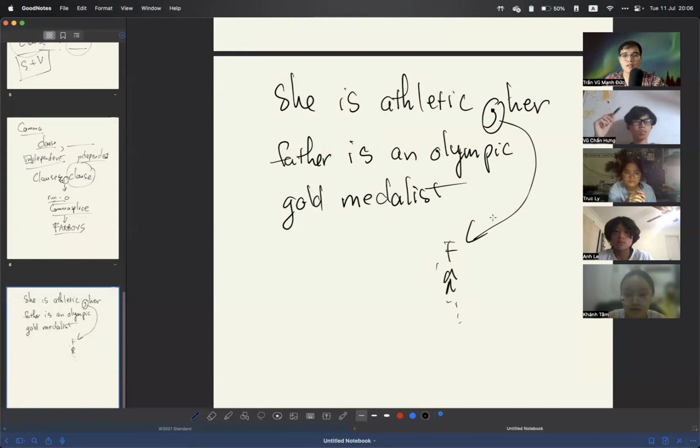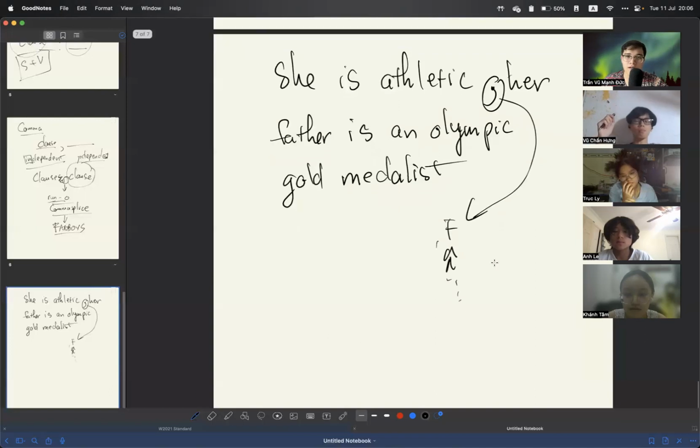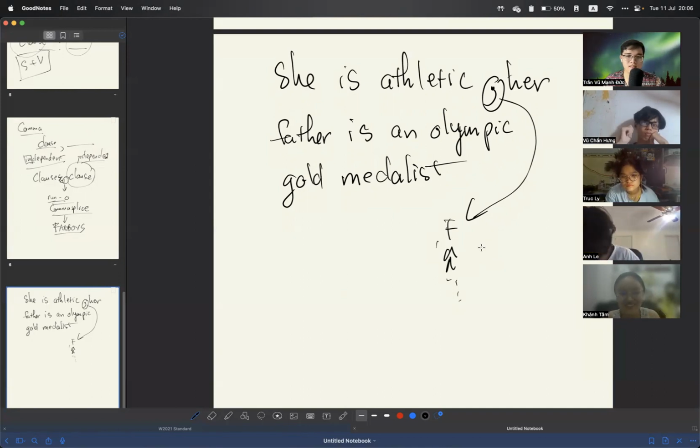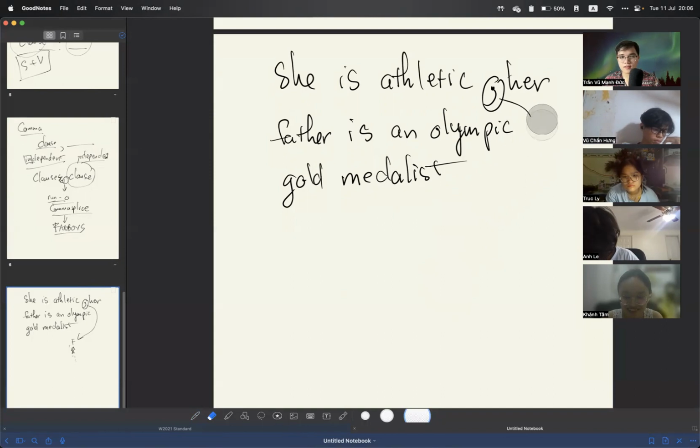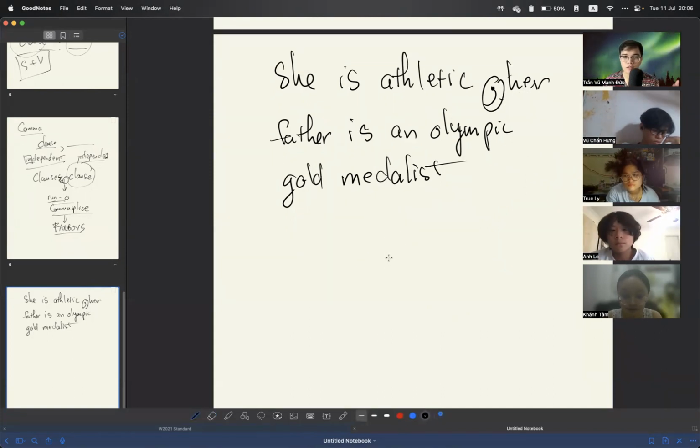Or you can turn this into a dependent clause. How can you turn this into a dependent clause? Do you remember? I don't remember. All right, that's right. Now, don't forget to turn a clause into a dependent clause. You can do this. Turn it into a relative clause.